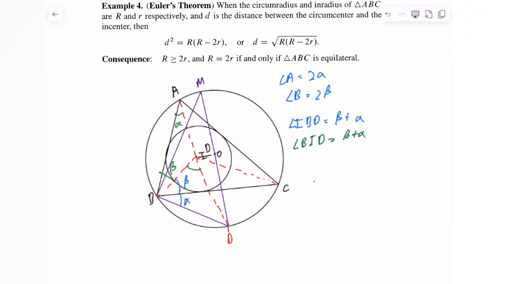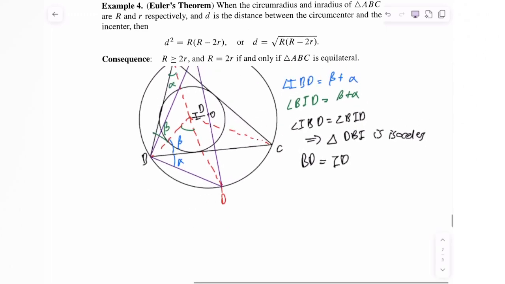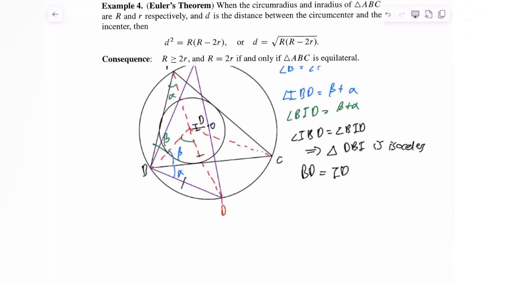So this one is beta plus alpha. Since angle IBD equals angle BID, this implies triangle DBI is isosceles. So BD, my bad handwriting, it's 1 a.m., equals to ID. We need this, okay? So this is equal to this.